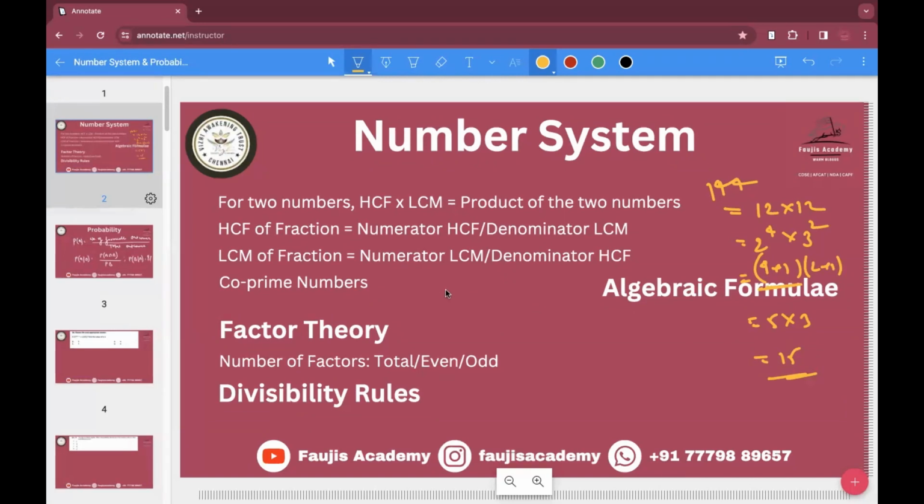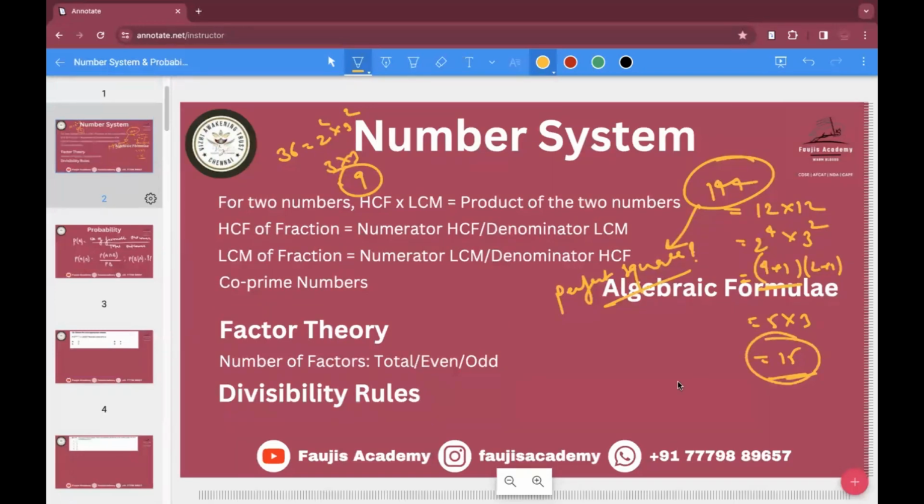There is one thing I want you guys to keep in mind. What type of number is 144? Is it a perfect square? Yes, sir. Now let's find the number of factors for 36. It's 2 squared into 3 squared, so 3 into 3, 9. So the number of factors for a perfect square will always be odd.